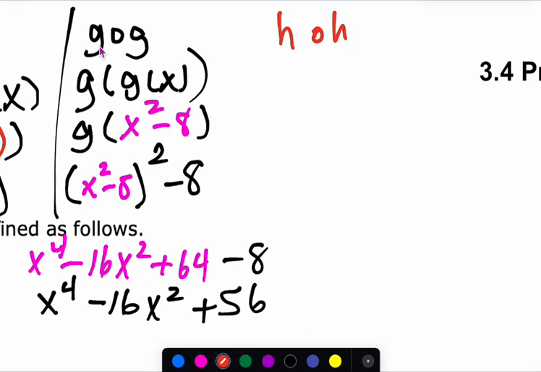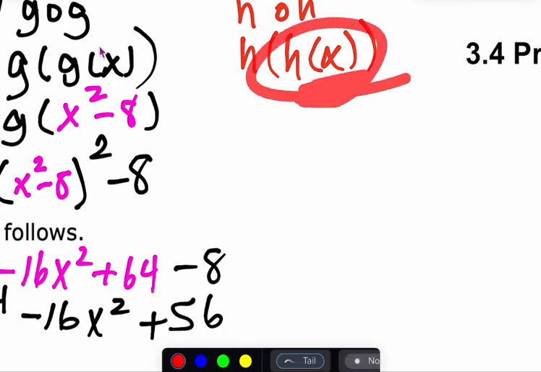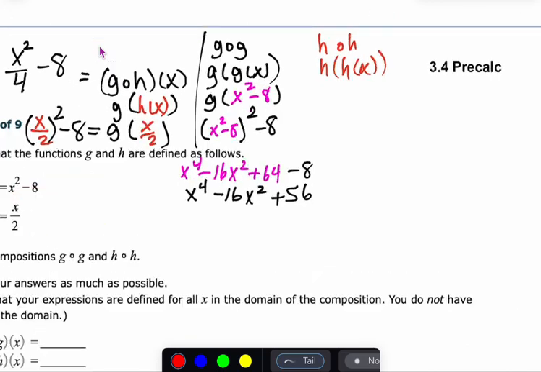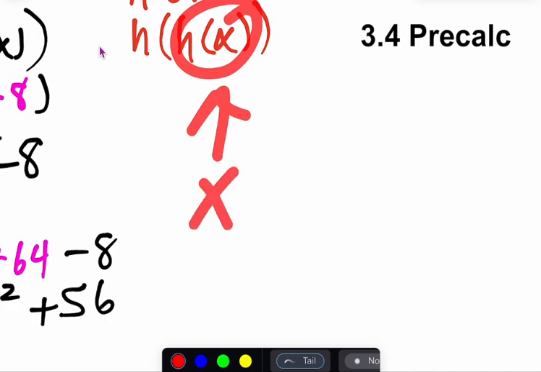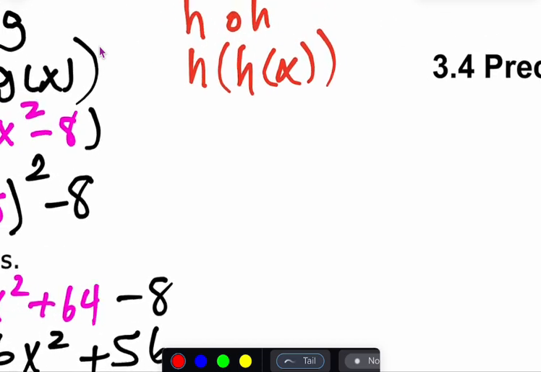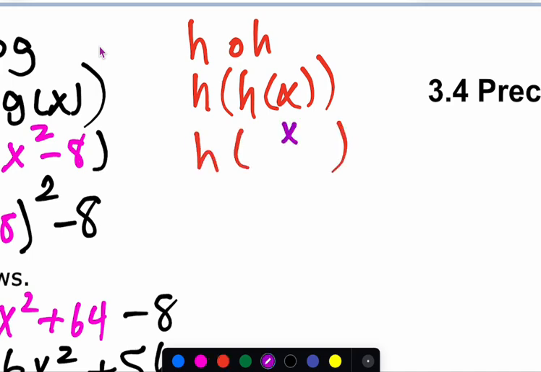Okay. So rewrite that notation to say h of h of x. Where this inside stuff is sitting, we know what h of x is. Down here, it told me that h of x is x over 2. So where this is sitting, I know what that is. That's x over 2. I'm going to take it out. I'm going to put x over 2 in its spot. So let's take it out, and let's put x over 2 in its spot.